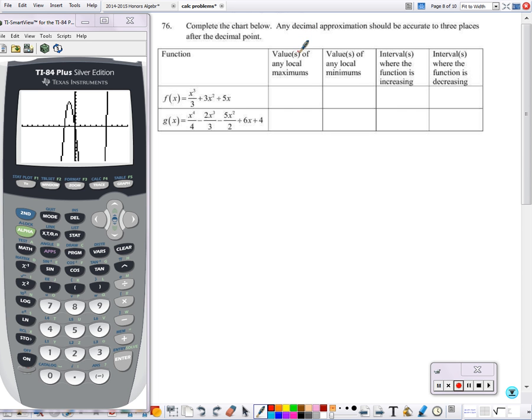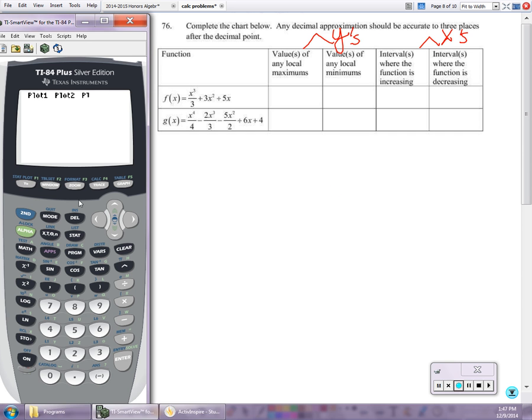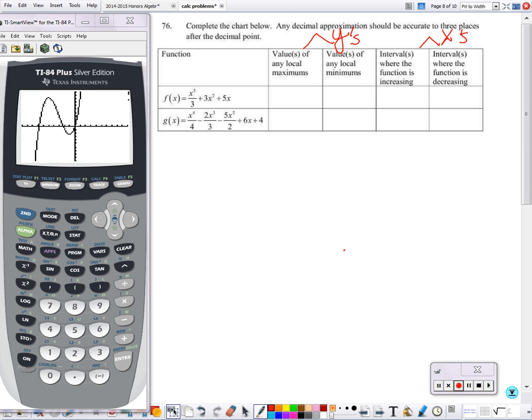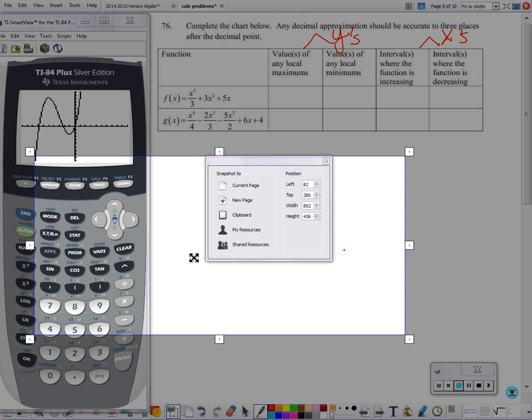For local maxes and minimums, these answers are only y values, and intervals of increasing and decreasing, these are x values. I find these problems easiest if you draw on a picture of your graph. So once I graph it here in the calculator, I'm going to make a sketch so that I can write on it. And fortunately, since I'm on the computer, I actually can take a picture of it.